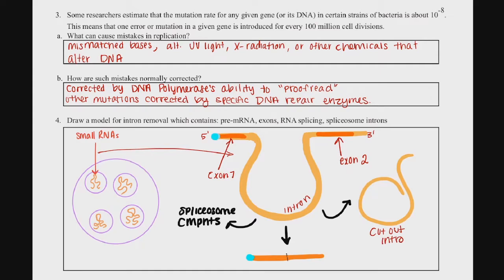And these two exons are joined together here. This is exon 1 and exon 2. 5', 3'. And then this is what our mRNA is. And that encodes the genetic information needed to synthesize proteins.